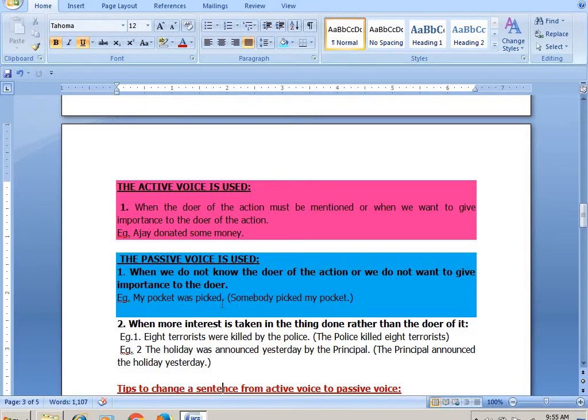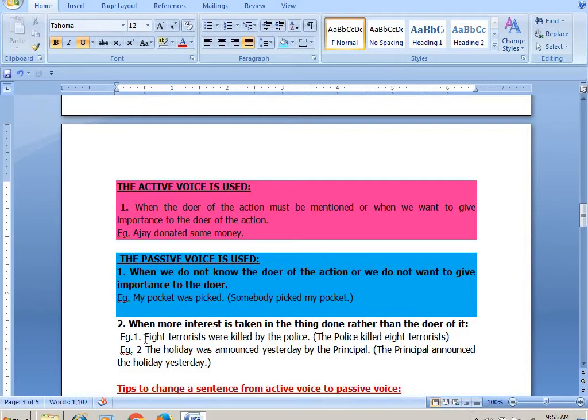Picked by the thief, or by a child, or by a beggar, or by a poor man, or by a rich man. You do not know who has picked your pocket. Somebody picked my pocket. That is in the active. Now, when more interest is taken in the thing done rather than the doer of it. Example, 8 terrorists were killed by the police. 8 terrorists were killed by the police. Over here, by the police, it's the doer. So therefore, the police killed 8 terrorists.